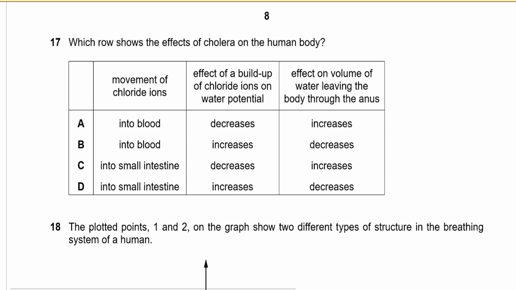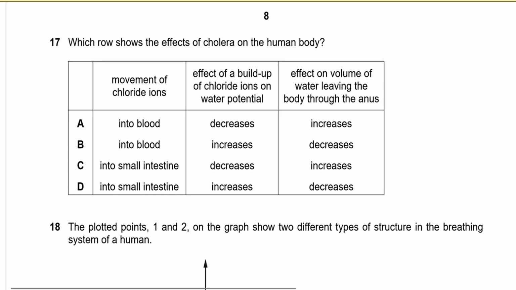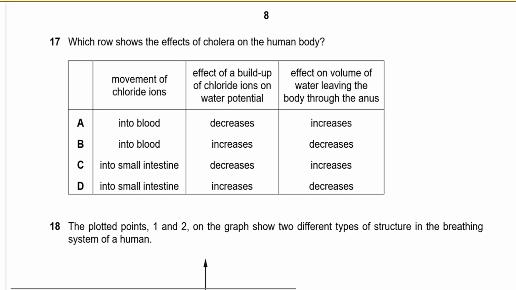Which row shows the effect of cholera on the human body? When there is cholera, chloride ions will move into the small intestine. While they move into the small intestine, it's the effect of the toxin that is produced by what? By this pathogen. So it will result in movement of chloride ions into the intestine.